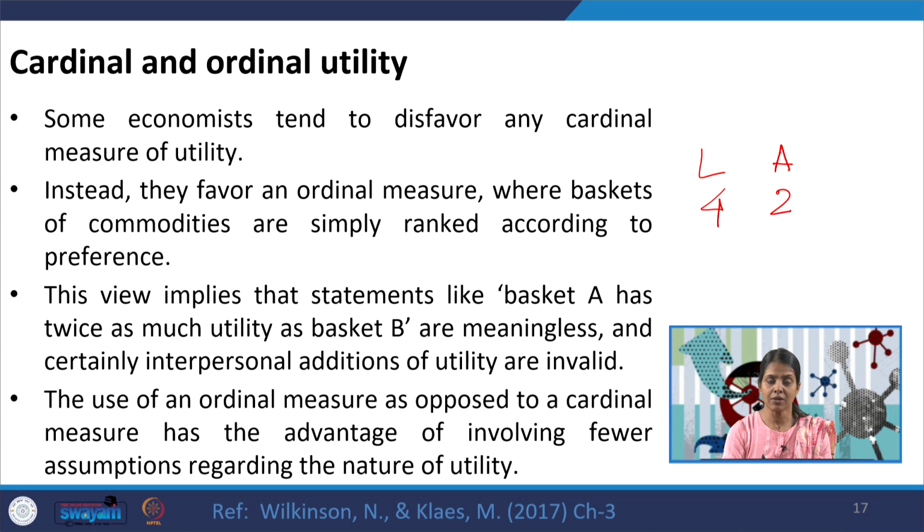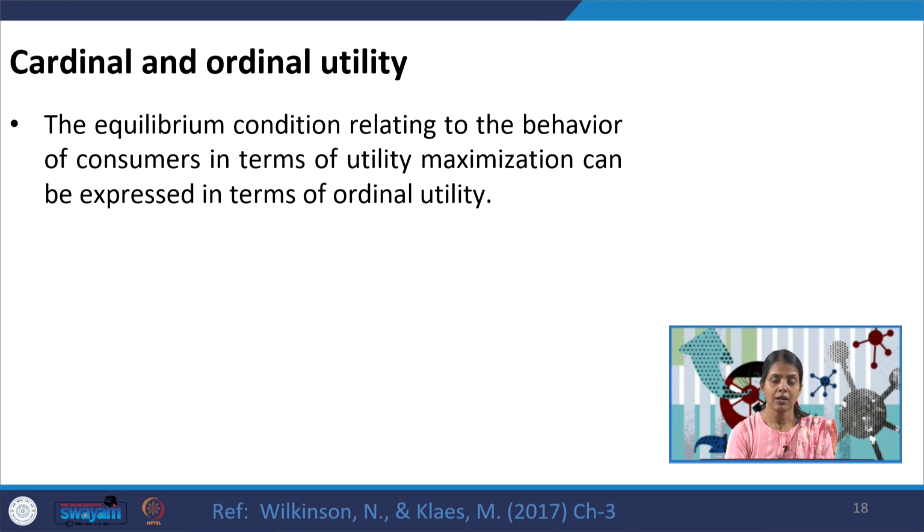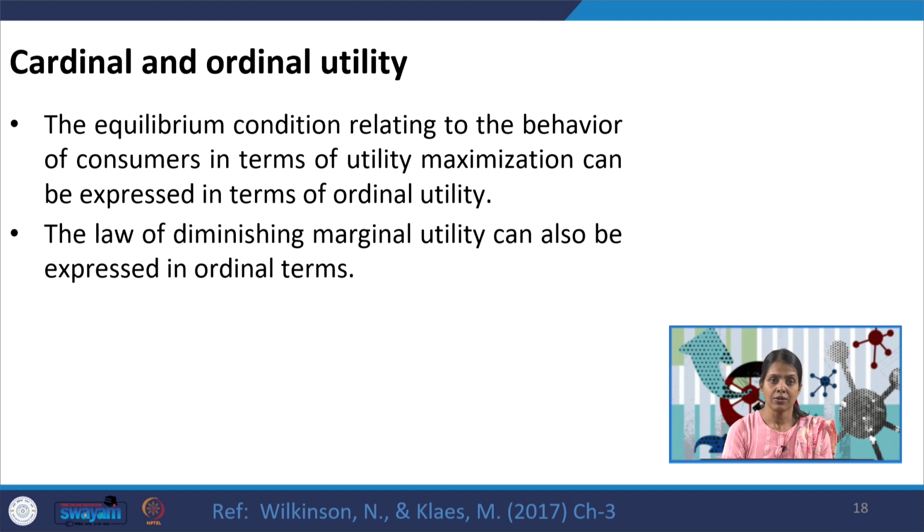The use of an ordinal measure as opposed to a cardinal measure has the advantage of involving fewer assumptions regarding the nature of utility. We do not need to be very strict about numbers, their comparison, etc. The equilibrium conditions relating to the behavior of consumers in terms of utility maximization can be expressed in terms of ordinal utility. The law of diminishing marginal utility can also be expressed in ordinal terms.